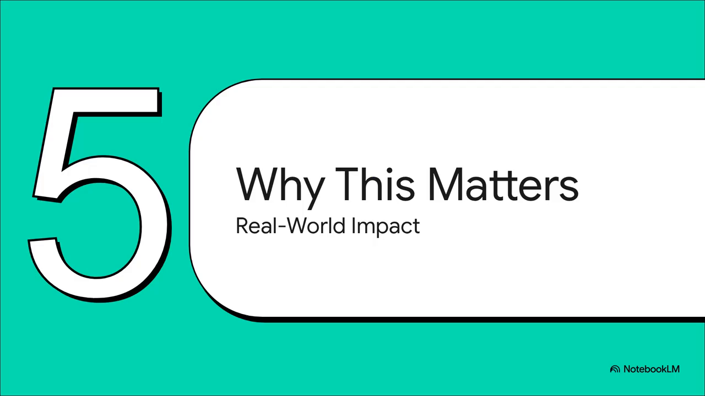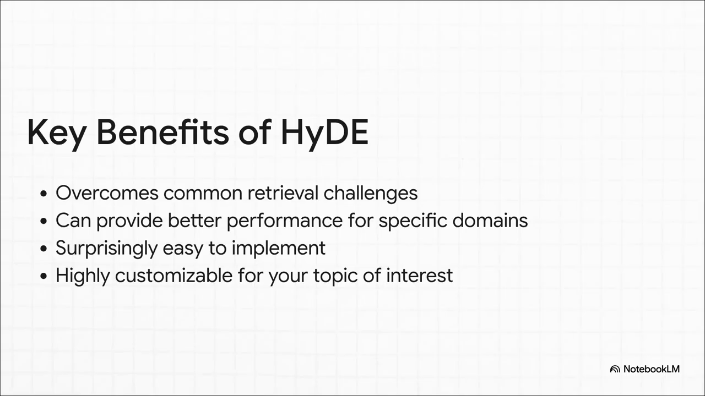Okay, this is all very clever, but so what? Why does this actually matter in the real world? Well, let's talk about the impact of this whole idea. So, the big takeaway here is that this isn't just some neat trick for a research paper. It has real practical benefits. For starters, it directly tackles that mismatch problem we talked about earlier, and developers are seeing some serious performance boosts with this, especially when they're working in very specific areas, specialized topics.